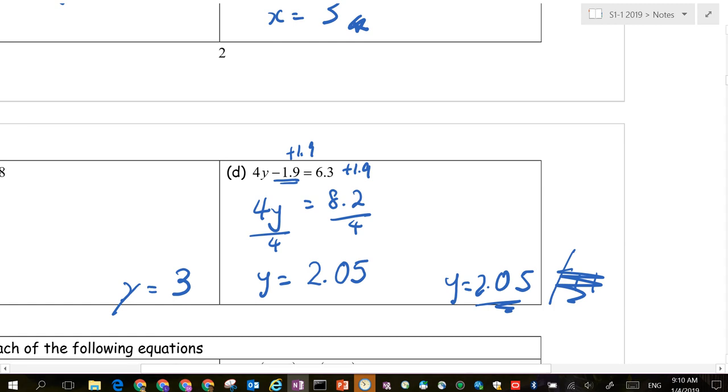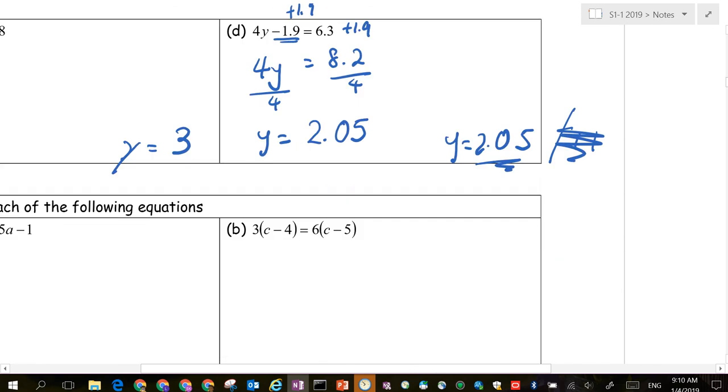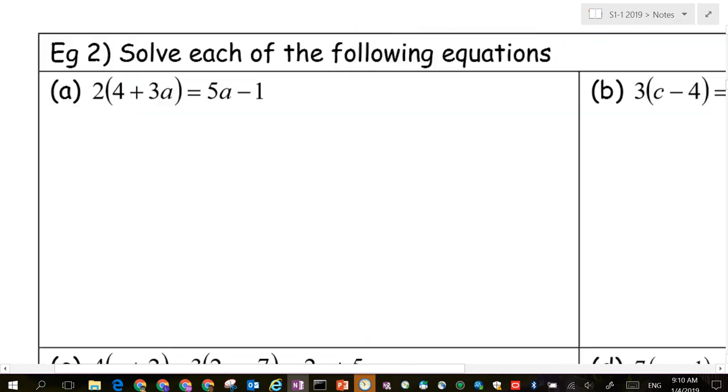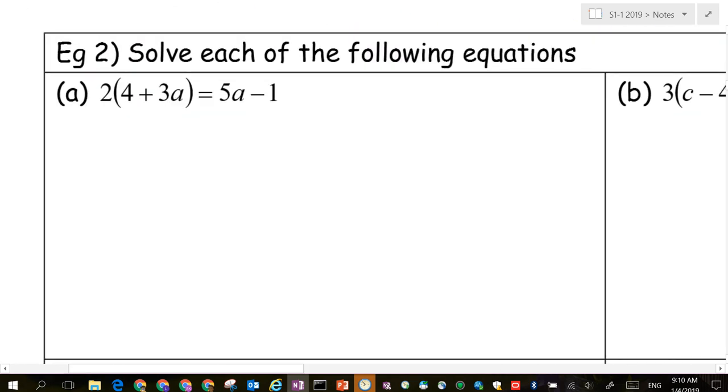First thing, you need to expand. So how do I expand? Very simple. 2 times 4, what do you get? 8. 2 times 3, 6. Is this exactly the same as just now, previously, the example? Yes. Can you do this as homework? Yes.